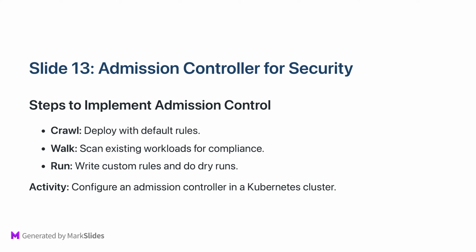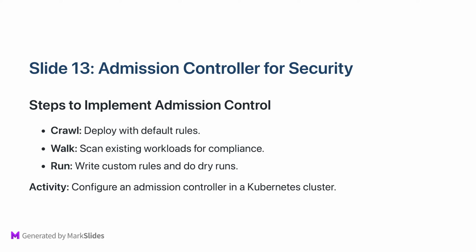We've broken down the implementation into 3 progressive steps: crawl, walk, and run. Let's dive into each. 1. Crawl. Deploy with default rules. Start simple by deploying the admission controller with default rules. These out-of-the-box rules cover basic security best practices without requiring much customization from you. This step will allow you to gain familiarity with how admission controllers interact with your cluster operations.